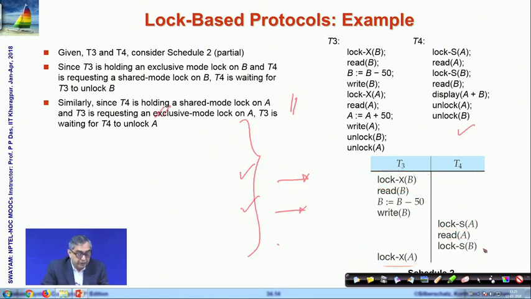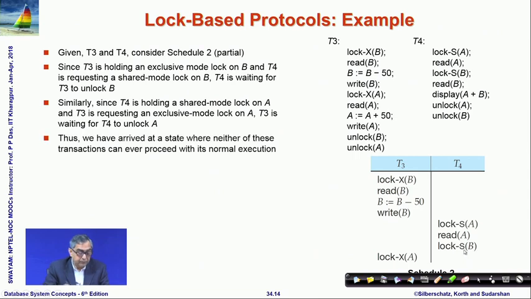So, what situation are we getting into? We are getting into a situation where neither of T3 or T4 can actually proceed with the normal execution. T3 is waiting for an exclusive lock on A, which T4 has, and T4 is waiting for the shared lock on B, which T3 already holds in an exclusive manner. And this is what is called deadlock.